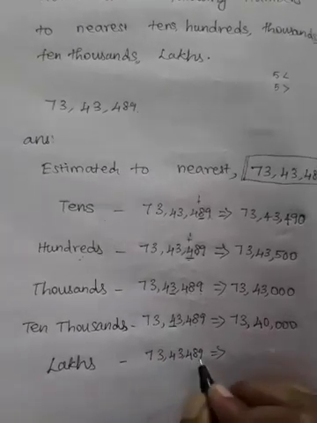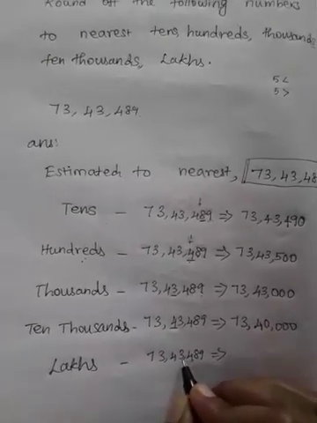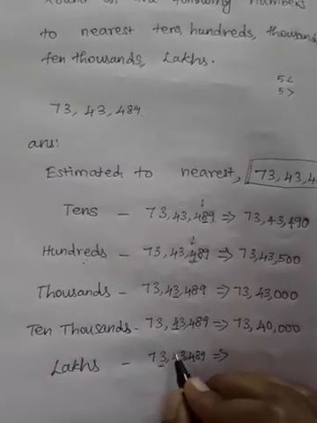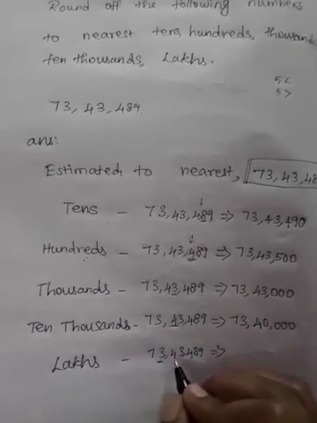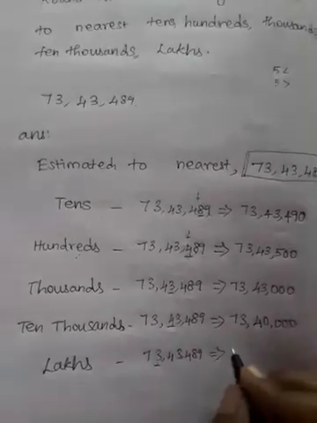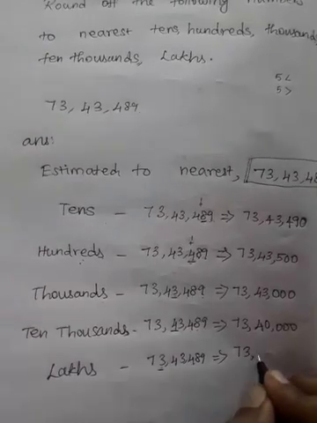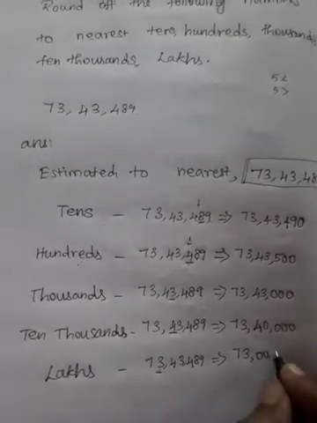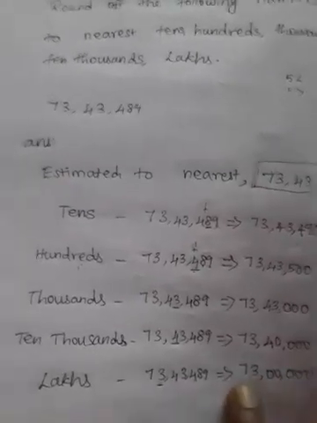So the next one, 73 lakhs 43,489. Ones, tens, hundreds, thousands, 10,000. Here it is lakhs. After the lakhs, what is that number? 4. 4 is less than 5. So I should not add here. I want to write the 3 as such. So the answer is 73 lakhs. After the underline, all the numbers should be 0, no? So the answer is 73 lakhs.